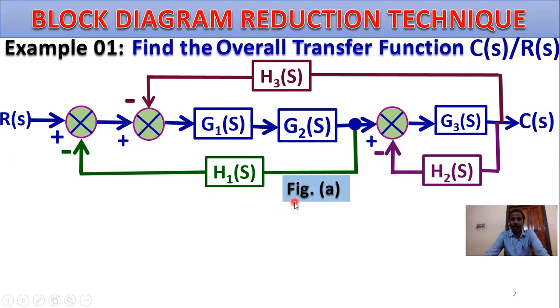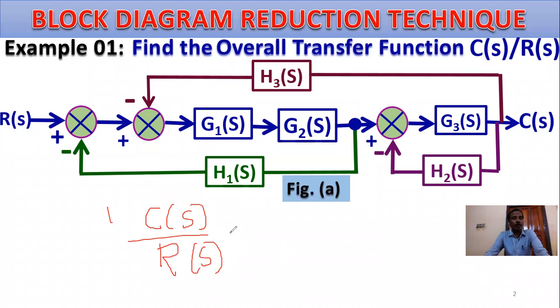And this is figure A. Our target is C of S by R of S, that is, controlled output divided by reference input, by using the block diagram reduction technique.